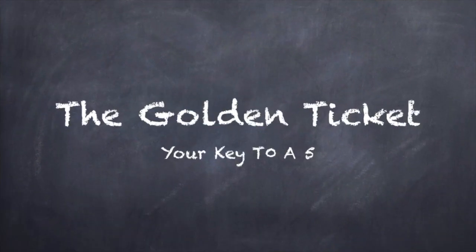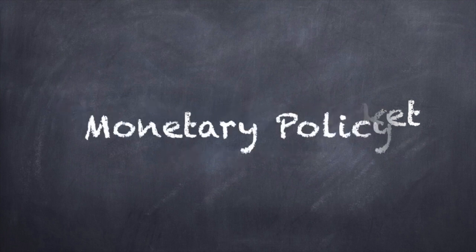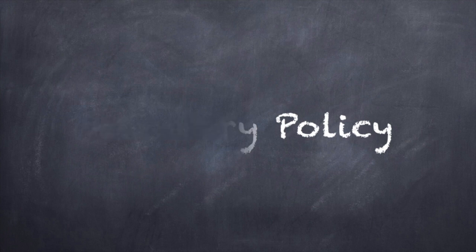The golden ticket, a concept so important that the chalkboard's going to full screen for this video. So, the golden ticket, your key to a 5. We're going to start by looking at the monetary policy side of the golden ticket. The way it works is that the monetary policy and the fiscal policy side, once we get there, each have two sides: the expansionary side, and the contractionary side.